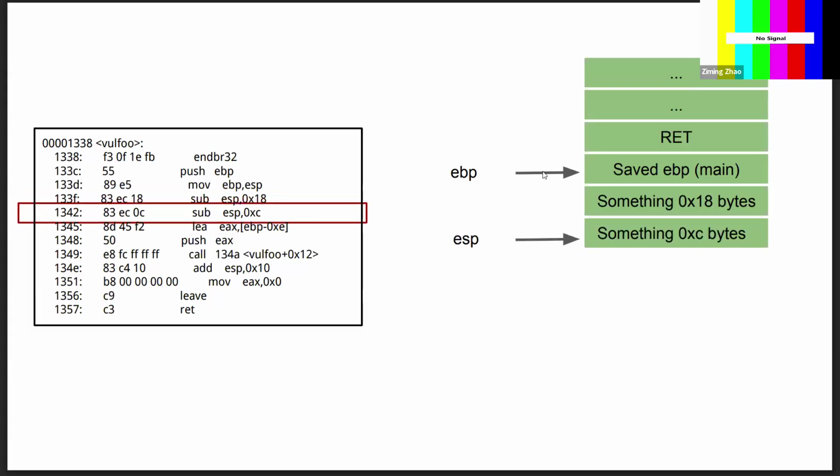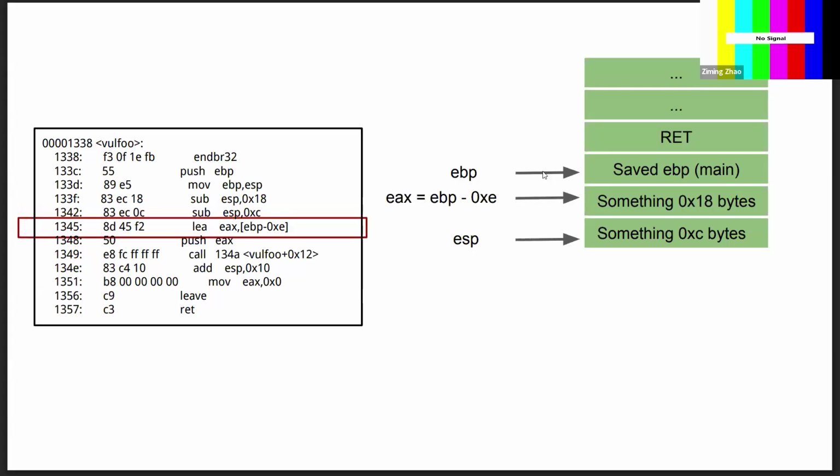Then we subtract ESP again. Why the compiler is doing this, I don't know. Well, obviously, it can be optimized, but the actual disassembly we're looking at is like this. That's why I'm showing you that. Then we have another 12 bytes. So in total, we have 36 bytes between where ESP points to and where EBP points to.